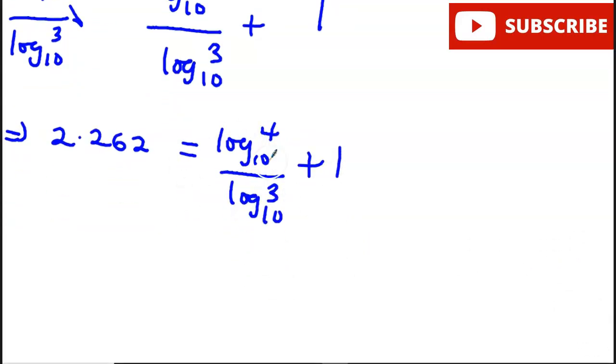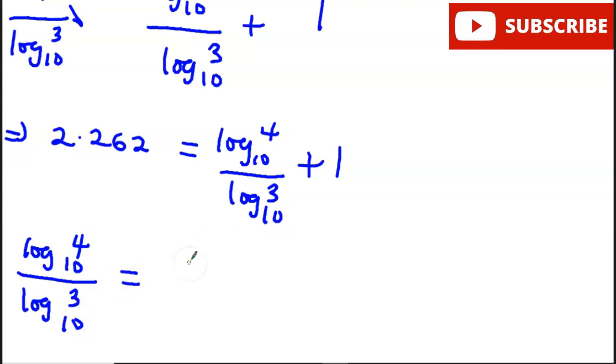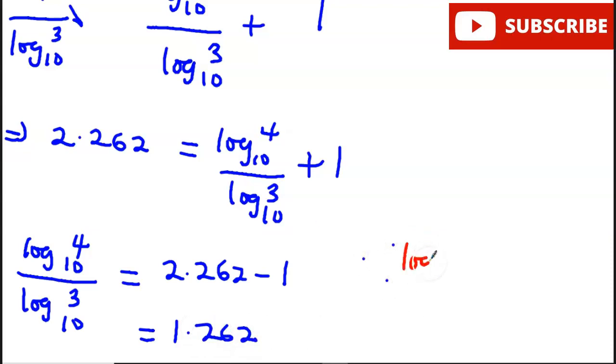So if you want this, we send 1 to this side. So log 4 to the base 10 over log 3 to the base 10 is equal to 2.262 minus 1, which is equal to 1.262. So therefore log 4 to the base 3 is equal to 1.262.